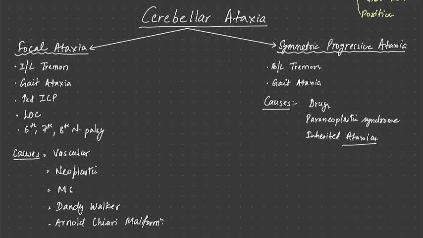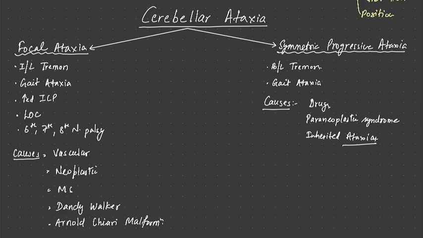Because it is focal ataxia, there will be some focal etiology. Focal etiology can be vascular, neoplastic, demyelinating condition like multiple sclerosis. Some inherited causes like Dandy-Walker syndrome and Arnold-Chiari malformation. These all causes can cause focal ataxia.